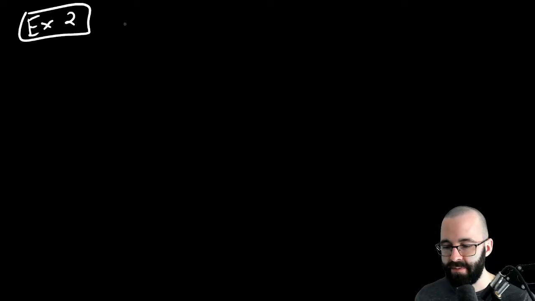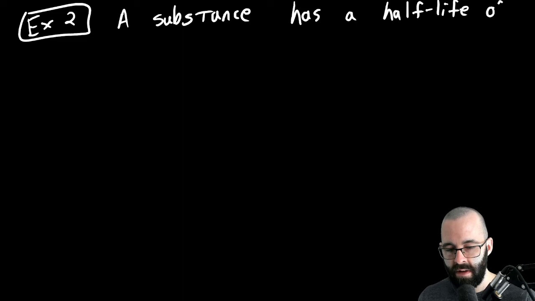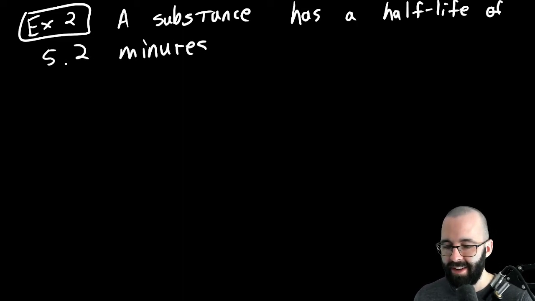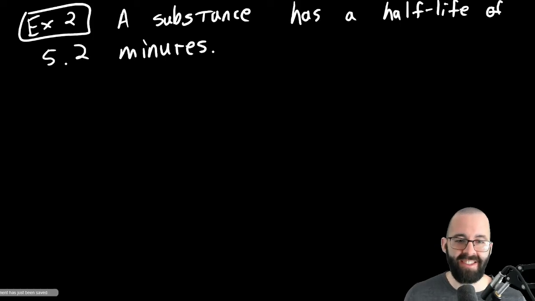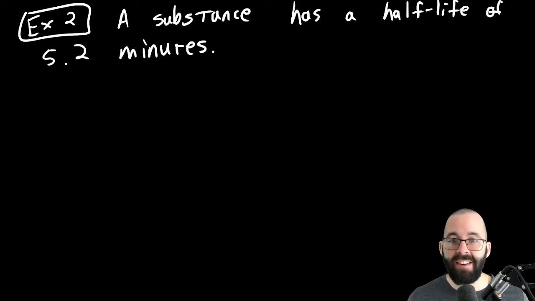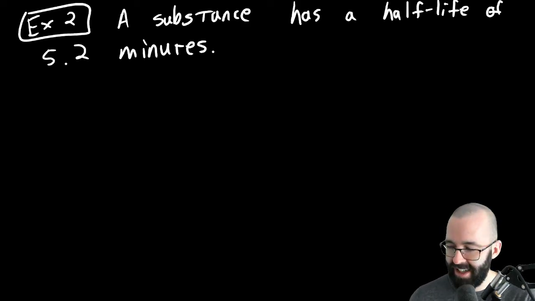Let's do example 2. A substance, so we're not talking about carbon-14 anymore. Some other substance has a half-life of 5.2 minutes. It decays much more quickly than carbon-14. Carbon-14 took over 5,000 years for half of it to decay. Here, this substance, half of it's decaying every 5 minutes. Okay, so it's decaying pretty quickly. I mean, relative to carbon-14 at least.